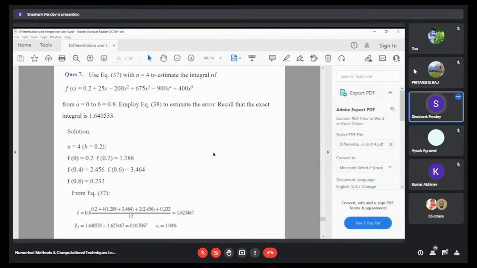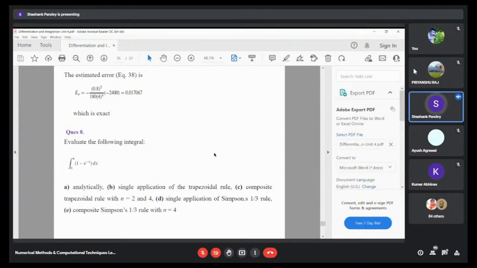We can calculate the value of the function starting from f of 0 to f of 0.8, and we see the value of the integral is 1.623467. The true error involved in this case is 0.017067, and when expressed in terms of percentage error, it gives a value of 1.04%.